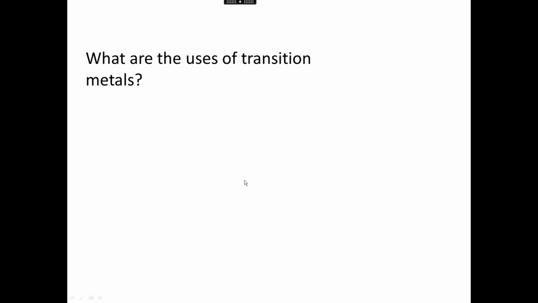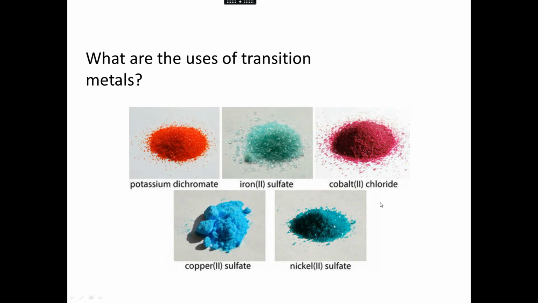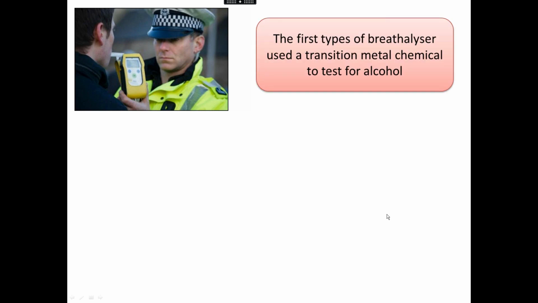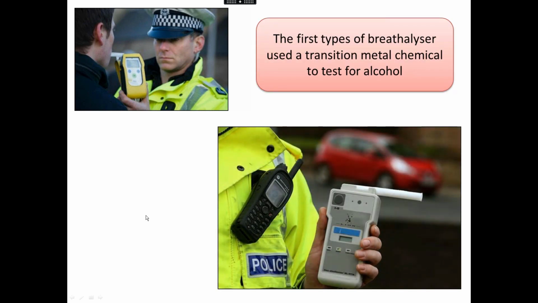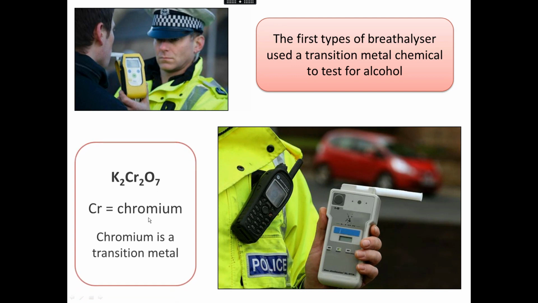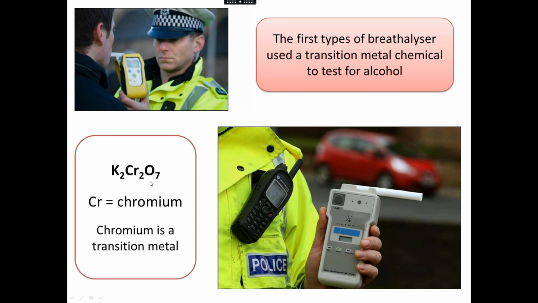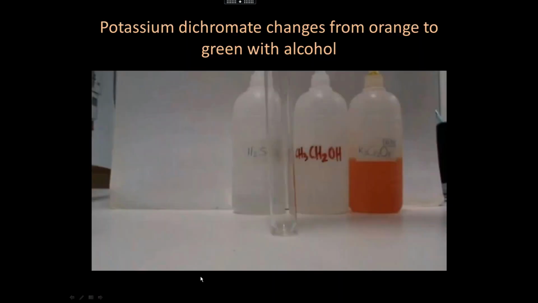Okay, right, something slightly easier. What are the uses of transition metals? Well, we've already seen they form coloured salts, which is useful in dyes and pigments. They can also be used in breathalyzers. There is a chromium compound in breathalyzers, potassium dichromate, that's called. Chromium is a transition metal because it changes colour when it reacts with alcohol.